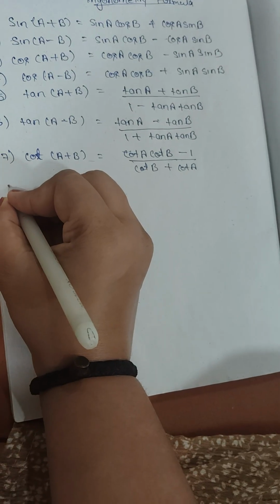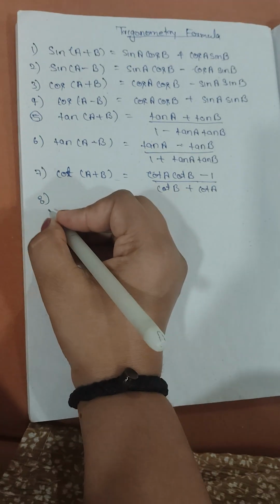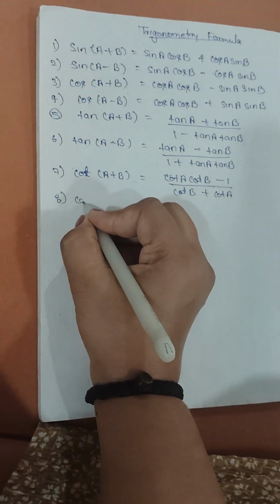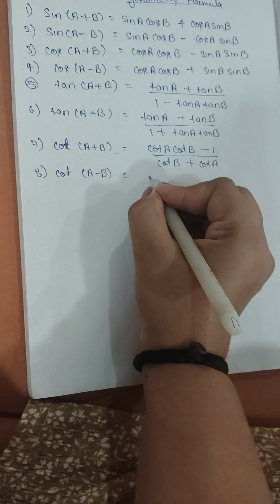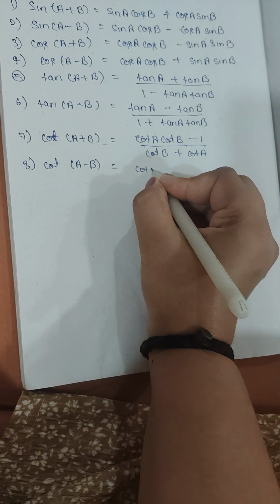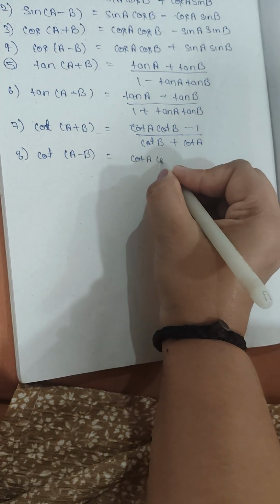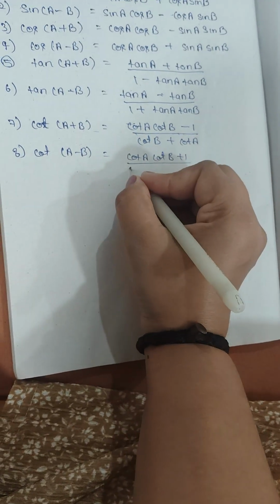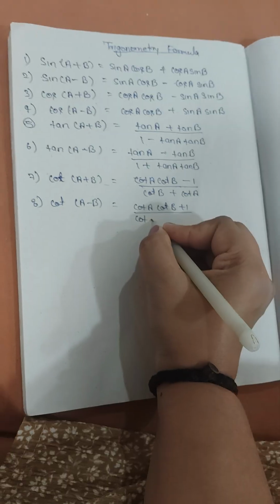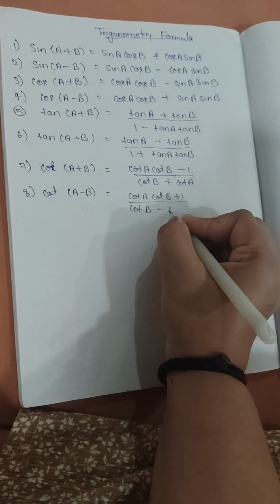Now next one, if there is a minus between, cot(A−B), it will be cot A cot B plus 1 upon cot B minus cot A.